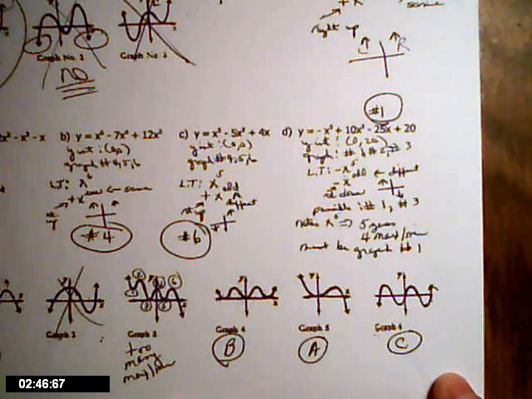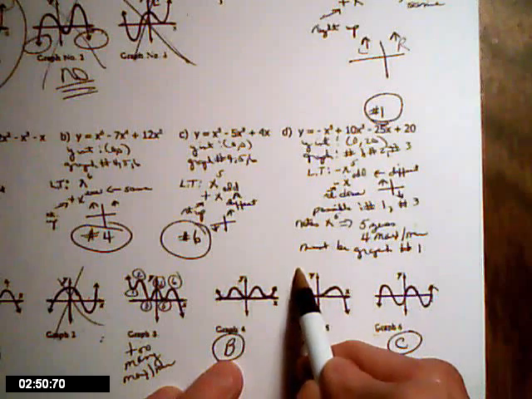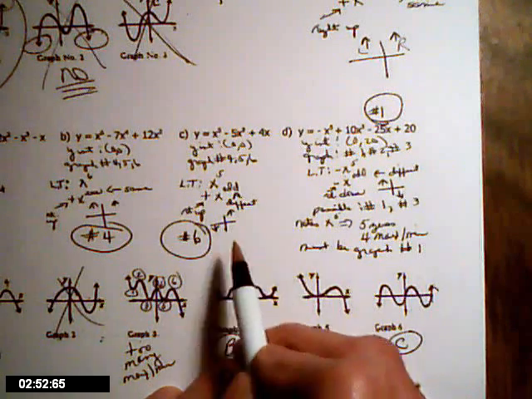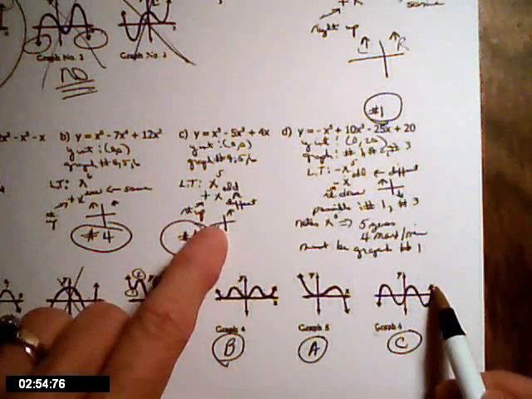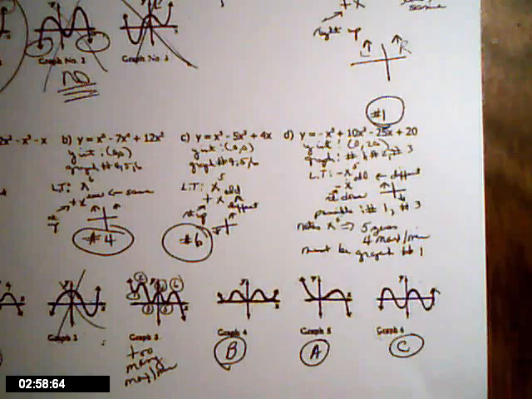Okay, remember 4, 5, or 6. These are both up, can't be. This is up and then down, can't be. I want one that's down and then up. So that would be equation C, graph number 6.